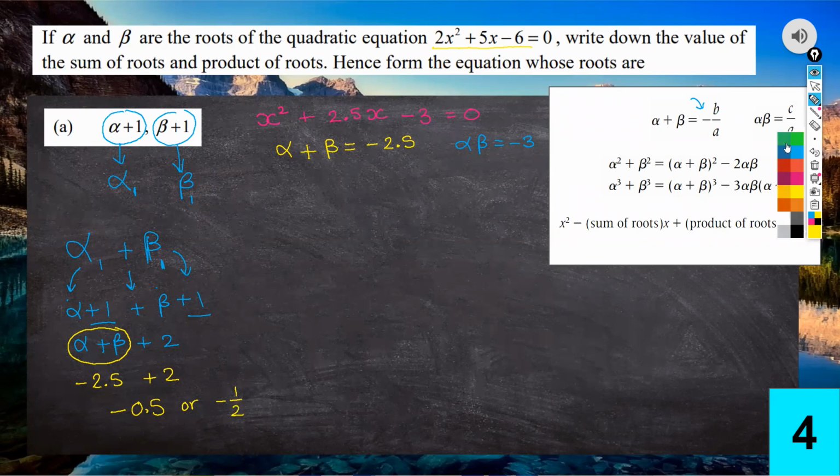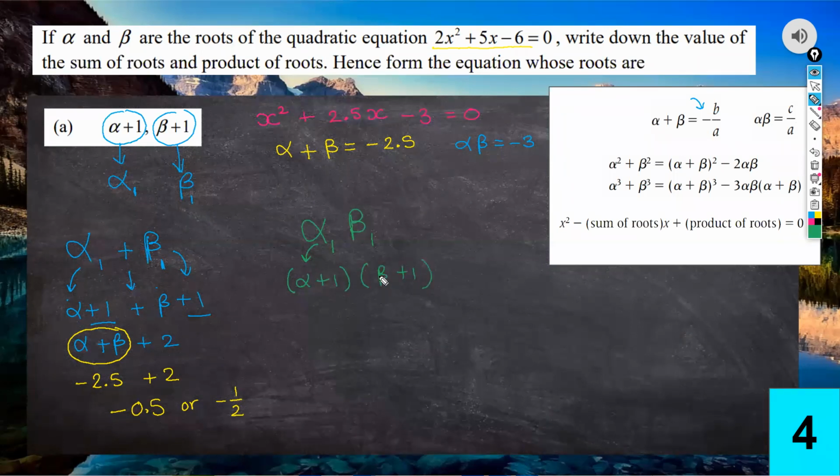I'll just help you a little bit. So how are you going to figure out the c value? Well, we have to take alpha 1 and multiply it by beta 1. And remember, alpha 1 is alpha plus 1, and we have to multiply it by what? Beta plus 1. You have to multiply all these brackets, right? So try your best to multiply all those brackets and simplify it, and then see if you could steal values from above to assist you.